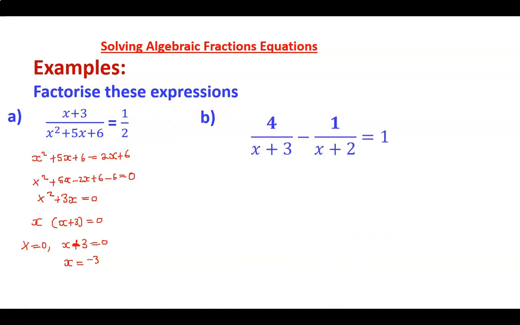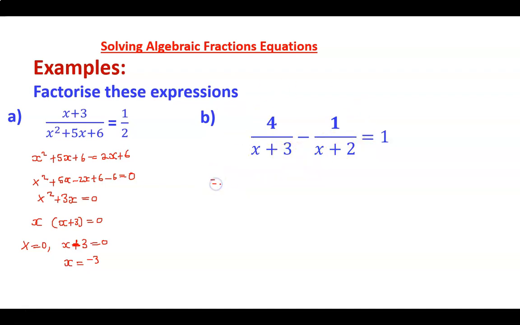Now let's take this one, which is more complicated again, more complicated than example A. Here I've got a fraction, and here I've got a minus sign between them. Fractions can only be taken away if they have the same denominator. The two denominators have nothing in common. So I need to times the two denominators together so that I can take away these fractions.